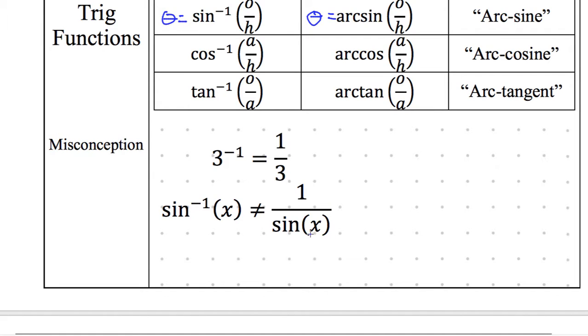By the way, 1 over sine does have a special name if you want to know it. This is Algebra 2 level stuff. It's called cosecant, CSC, cosecant of x. You'll never need to know that for this class, not until you get to the next class.